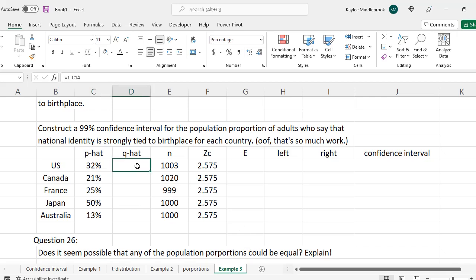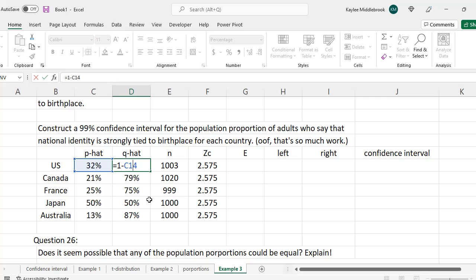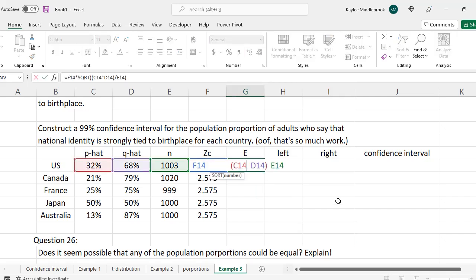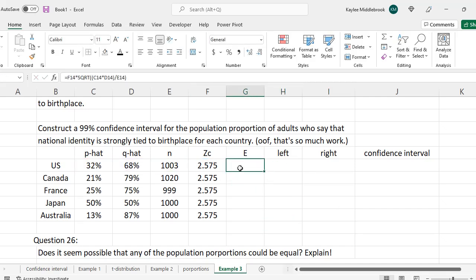Next, to calculate q hat, what I did was I just took each p hat and I did 1 minus that. The nice thing about that is that when you calculate the value, all you have to do is drag and drop, and then Excel will autofill it for you. Brilliant. Next, to calculate RE, sorry, let me make that visible for you.